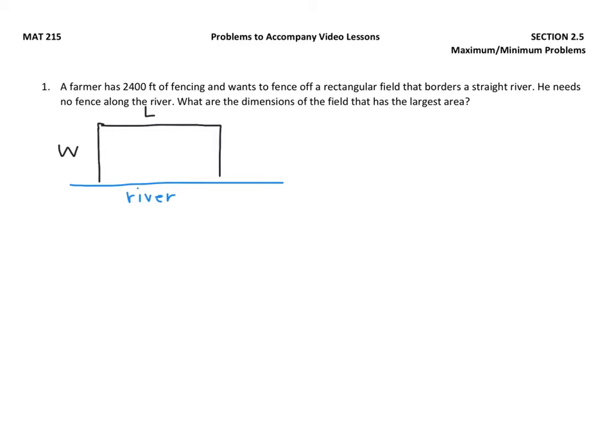So we are trying to figure out for what width W and what length L we get maximum area. Now here's what we do know. We know that the farmer has 2,400 feet of fencing. So this W plus L plus W will be a total of 2,400 feet. Writing that as an equation, we have 2W plus L equals 2,400.